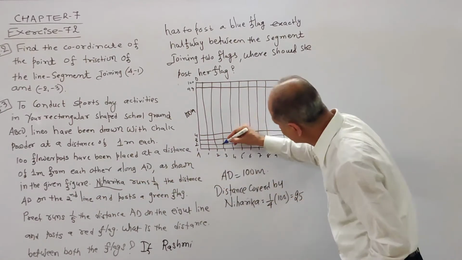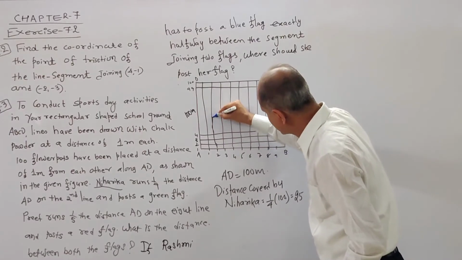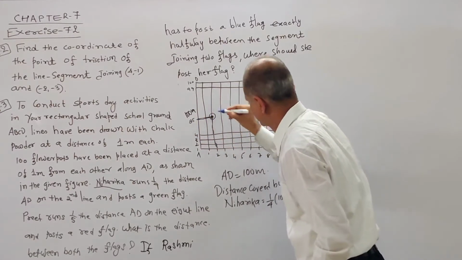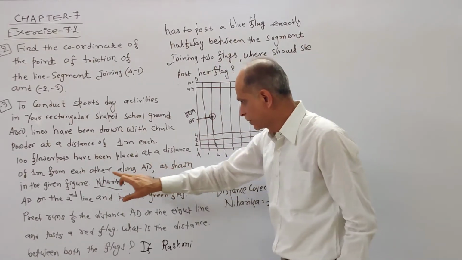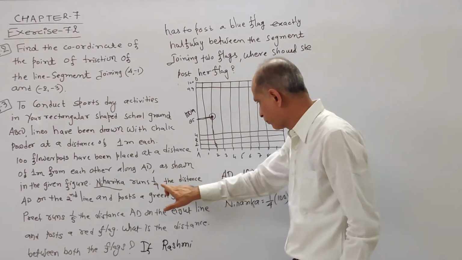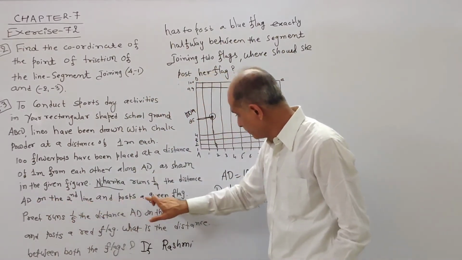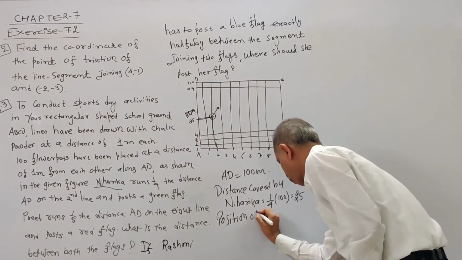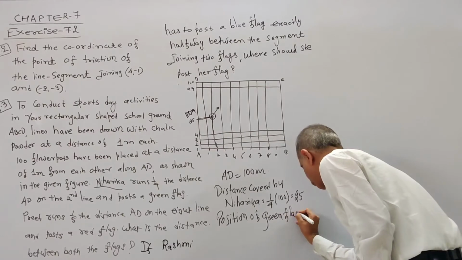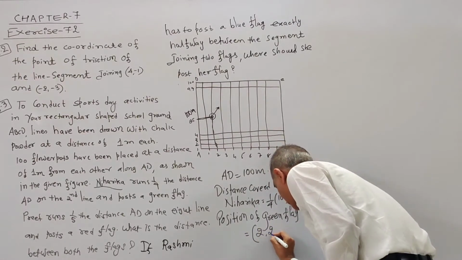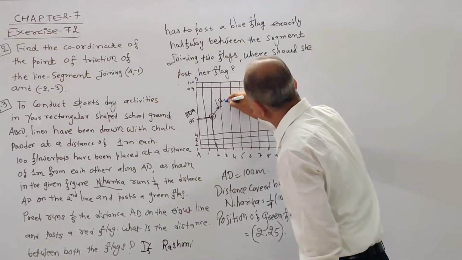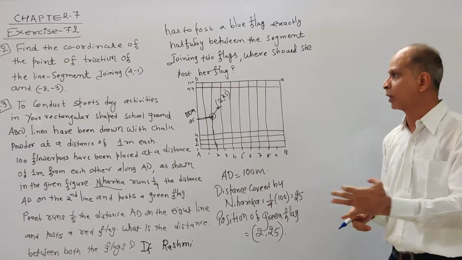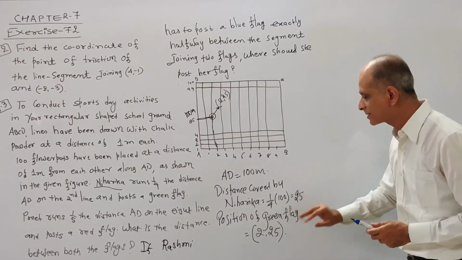On the second line, the 1/4 distance is 25. So this is the point. Here it is 25, and here in the second row. So as shown in the figure, Niharika runs 1/4, which means 25 meters distance on the second line, and posts the green flag. So this is the position of the green flag. The position of the green flag is equal to the second row and at a distance of 25. So the coordinates of this are (2, 25), because it is on the second row and at the distance of 1/4 of AD. This is regarding the green flag placed by Niharika.